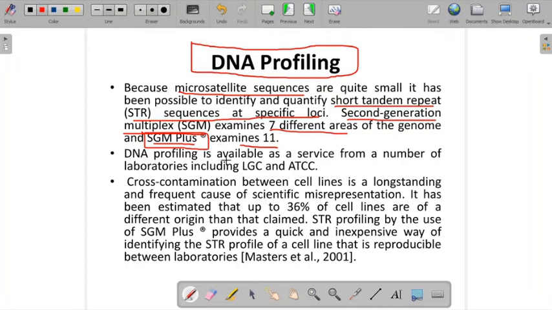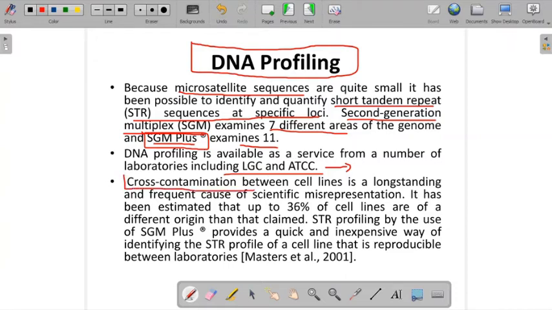DNA profiling is available as a service from a number of laboratories, including LGC and ATCC. LGC means these are laboratories who document several microorganisms. They serve several cultural documentation, and different cultural storage facilities are also available over here.